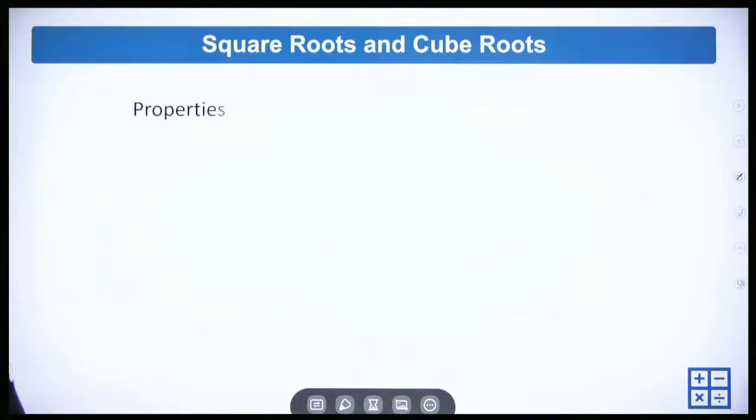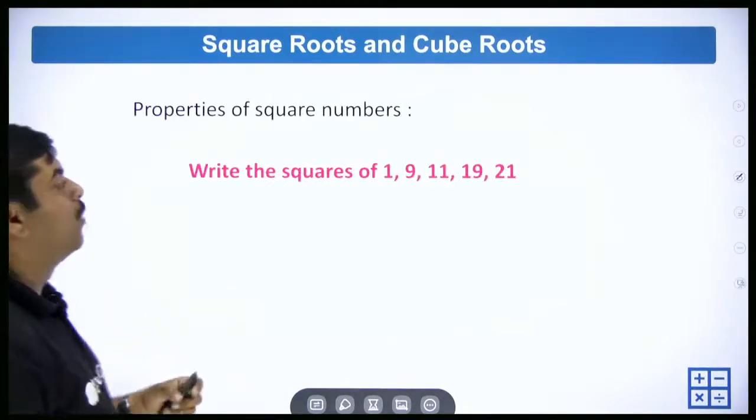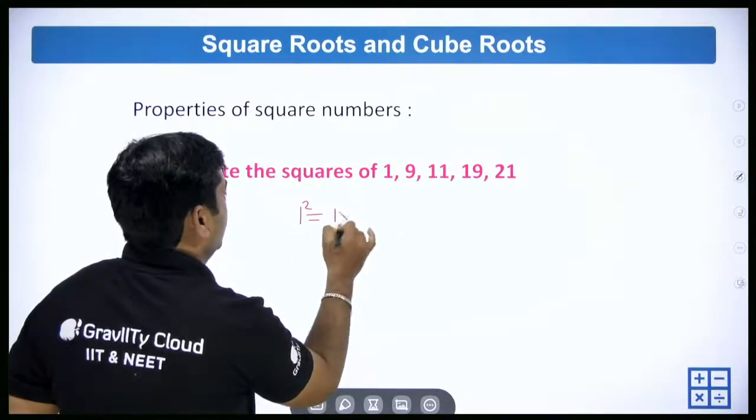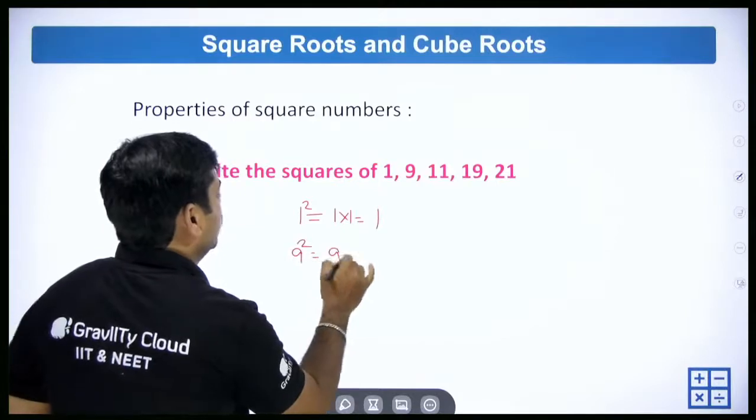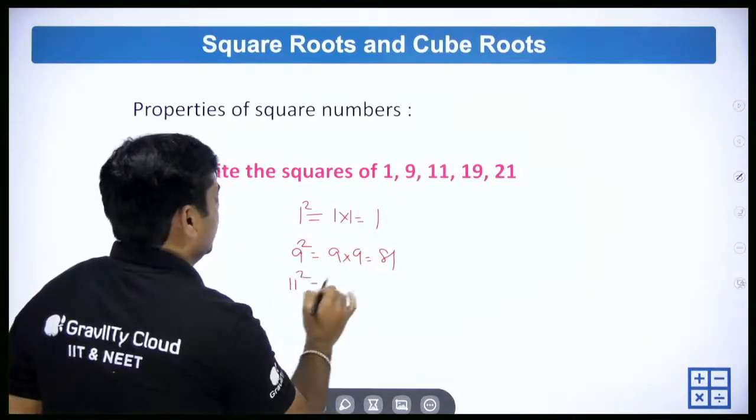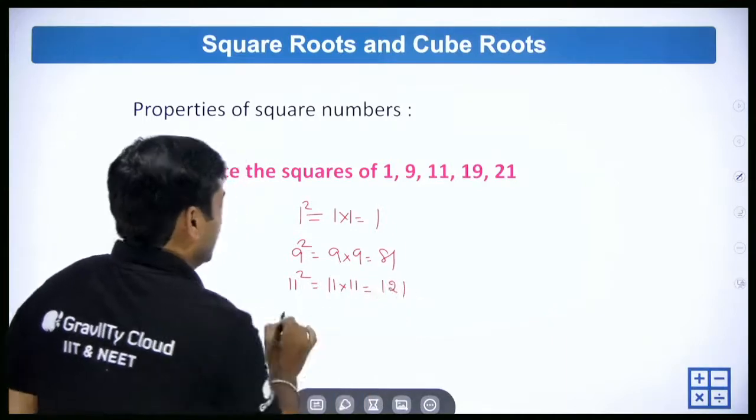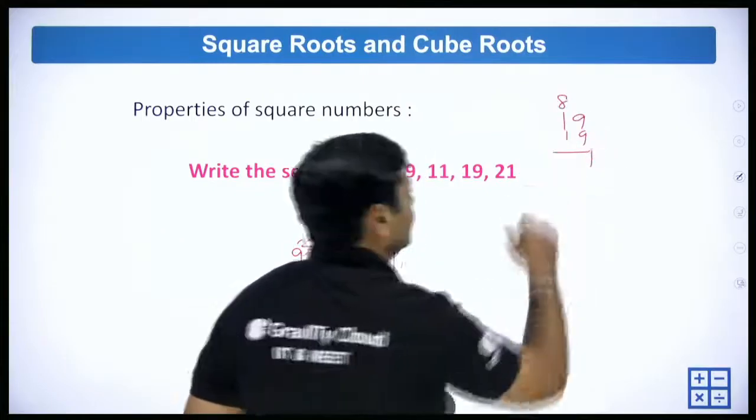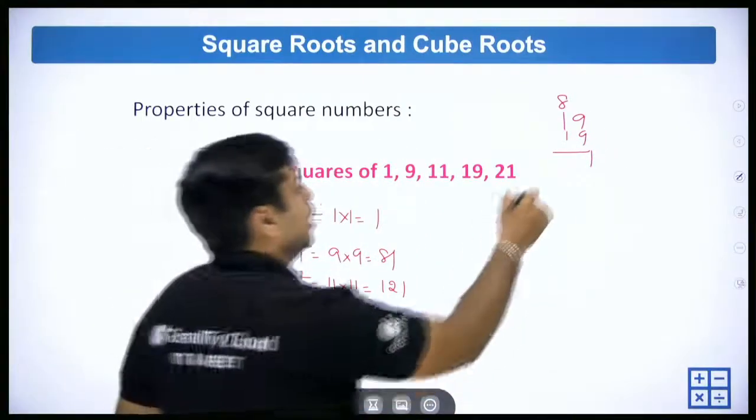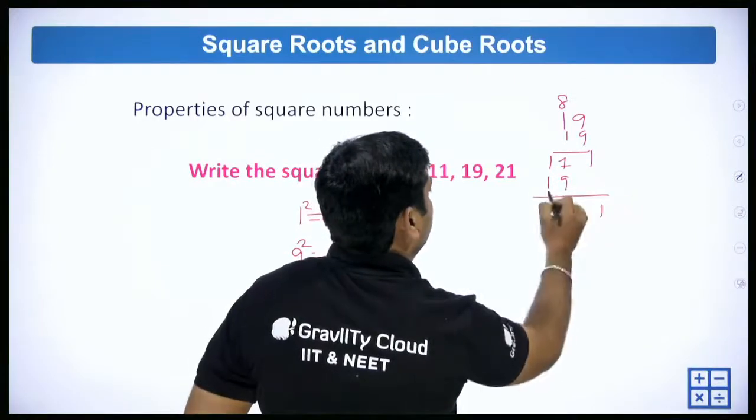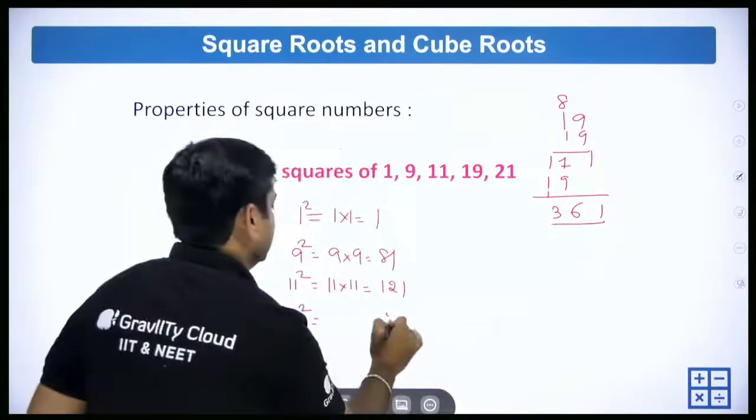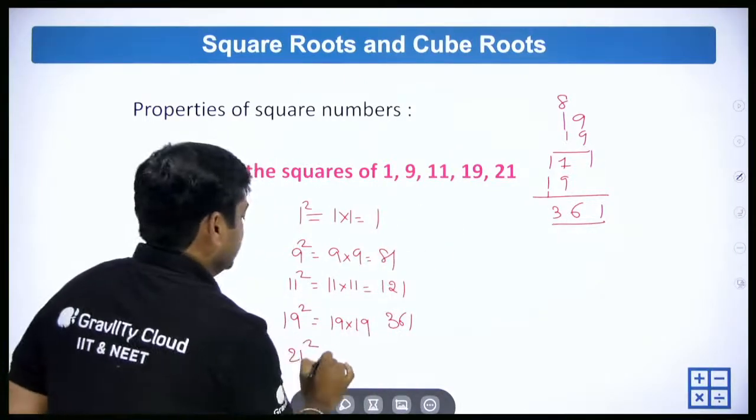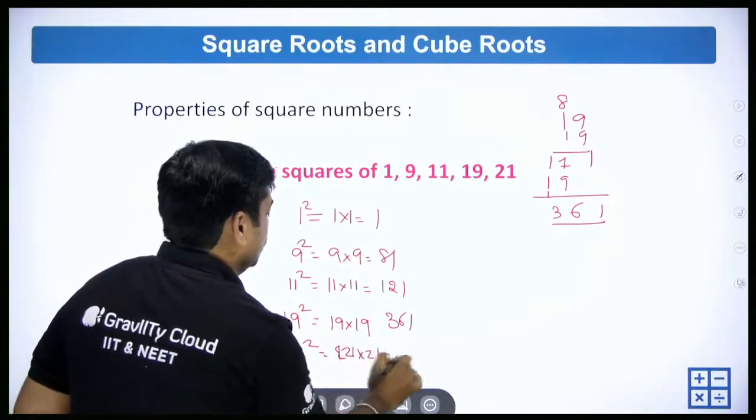Right. The next one. Write the squares of 1, 9, 11, 19, 21. Okay. So 1 square, 1 into 1 is 1. 9 square, 9 into 9 is 81. 11 square, 11 into 11 is 121. 19 square, what is 19 into 19? 9 9s are 81, 9 1s are 9. 9 plus 8 is 17. Again it is 19, so it is 1, 16, 361. That becomes 361. 19 into 19 becomes 361. 21 square, which is 21 and 21, is 441.